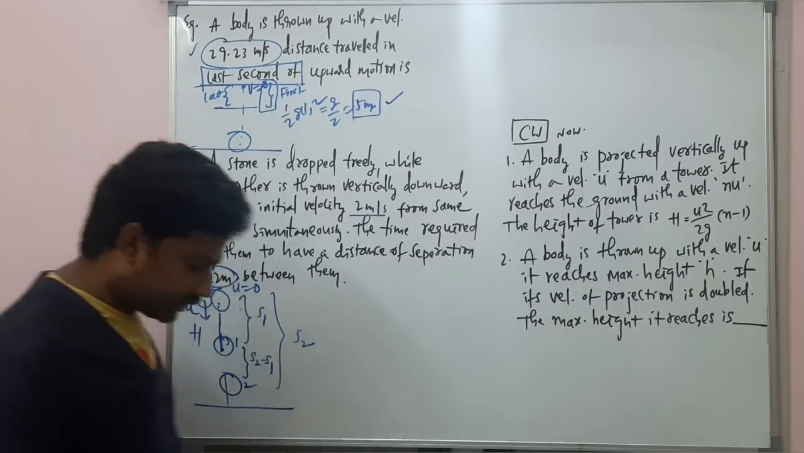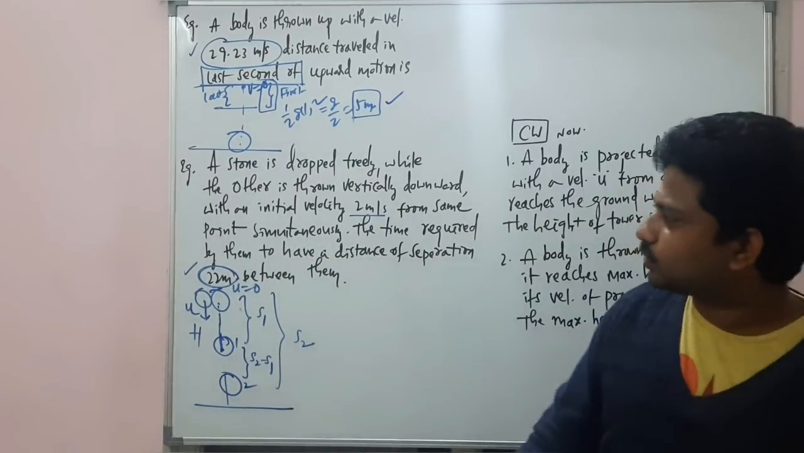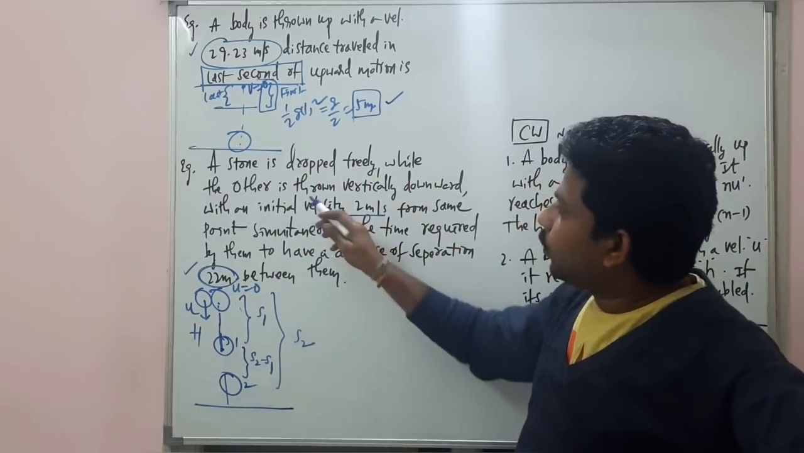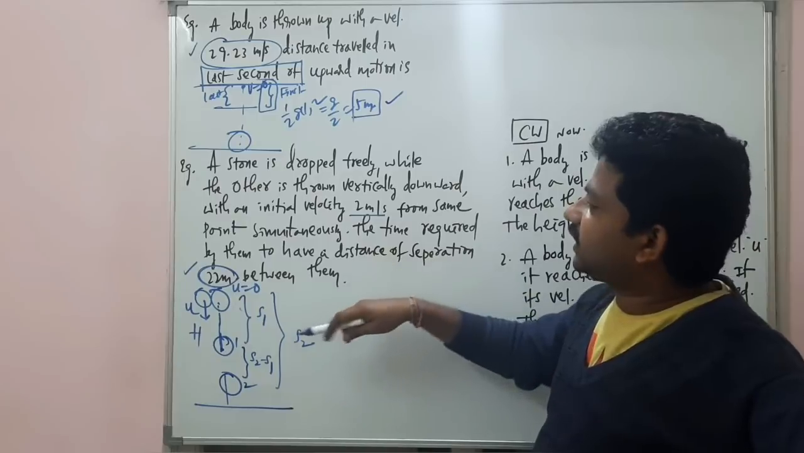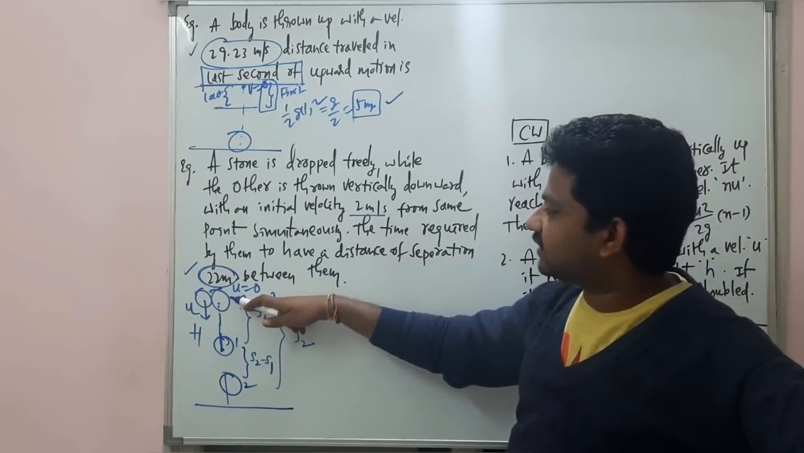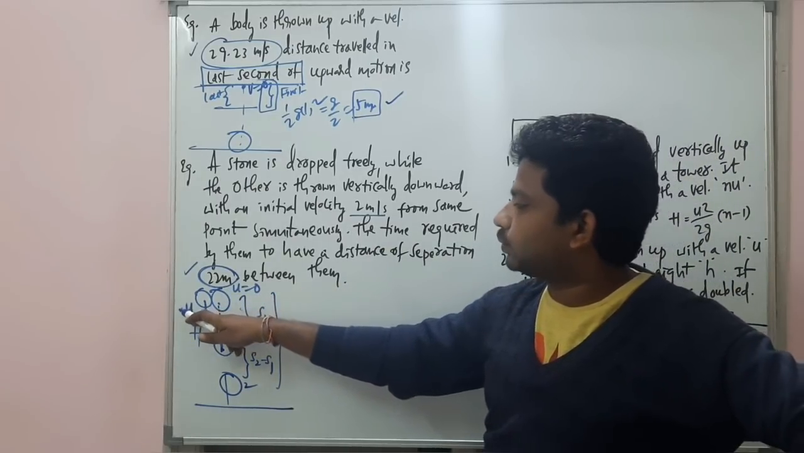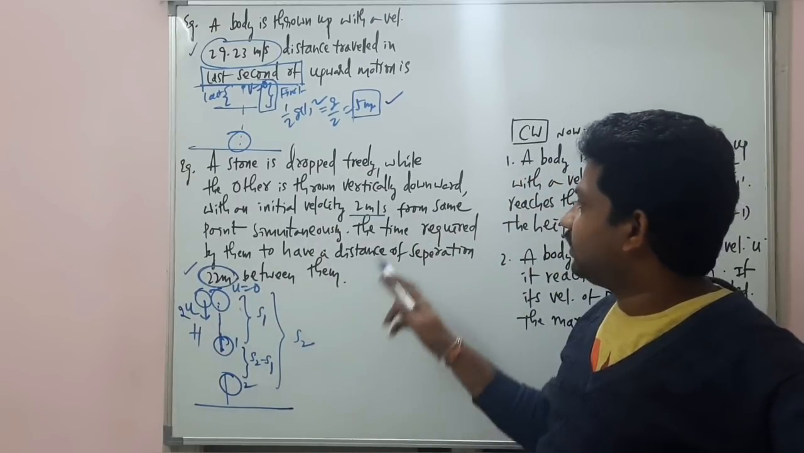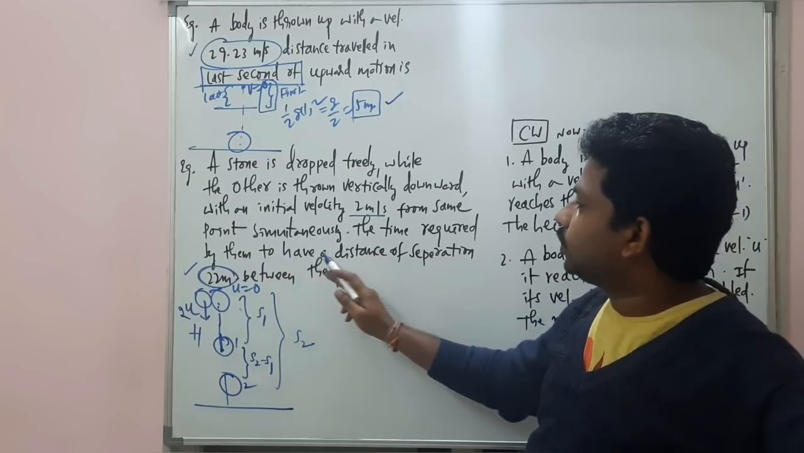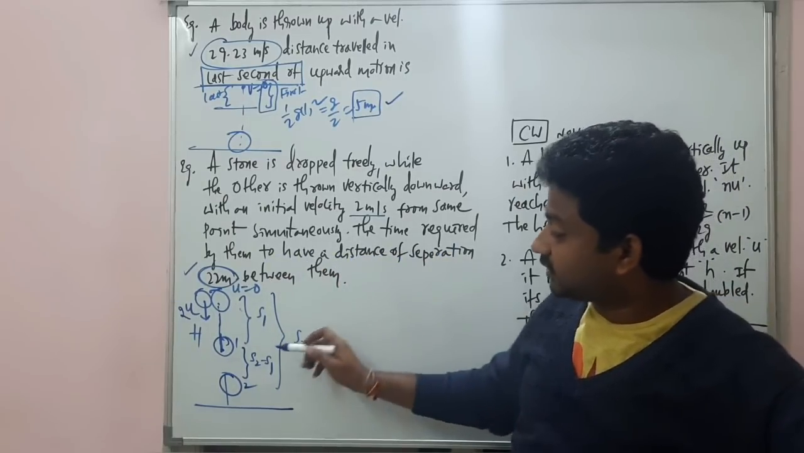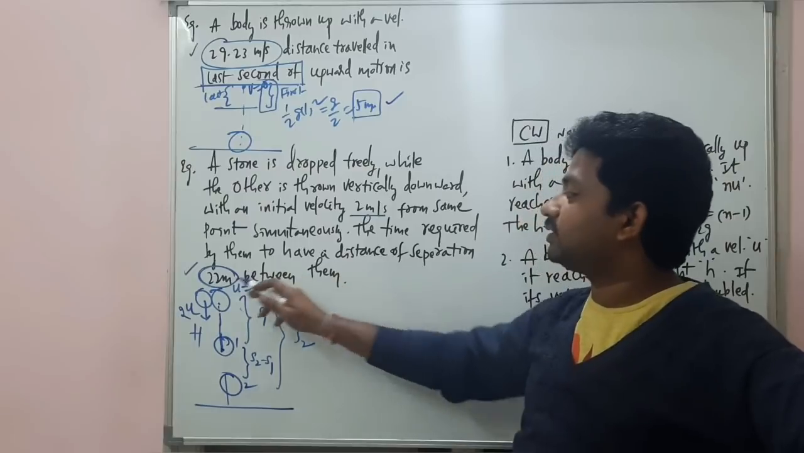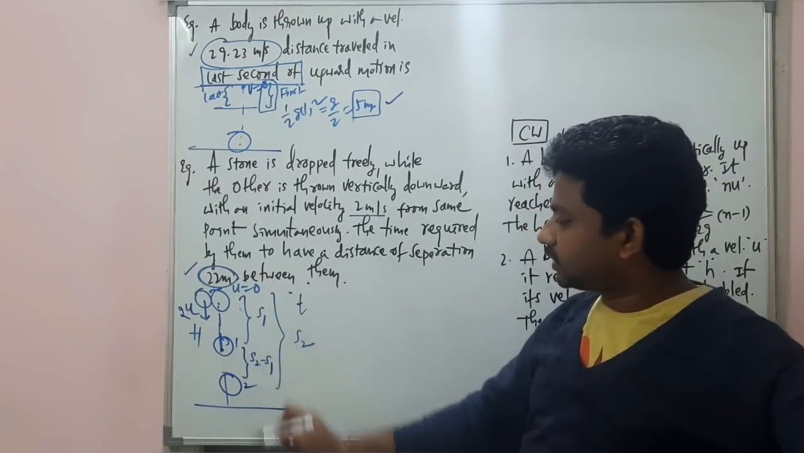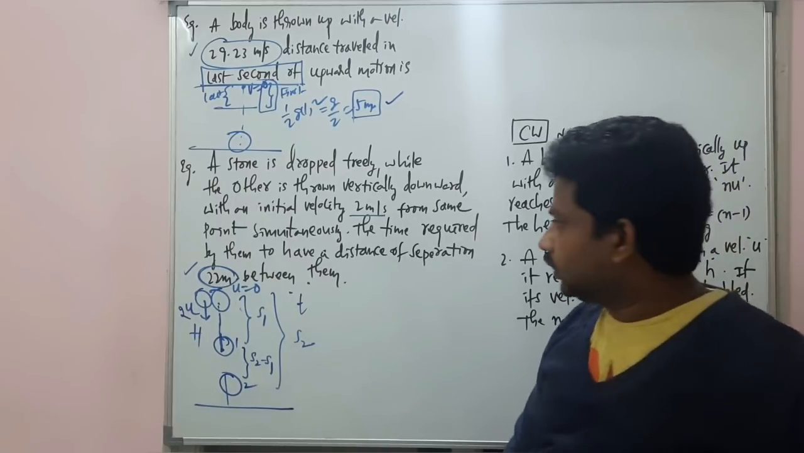Read the question once again, you will understand it 100%. It's so simple. A stone is dropped freely from here, while the other is thrown vertically downwards with an initial velocity 2 meters per second, from the same point simultaneously. The time required for them to have a distance of separation, which is 22 meters. After what time t will the distance of separation be 22 meters?